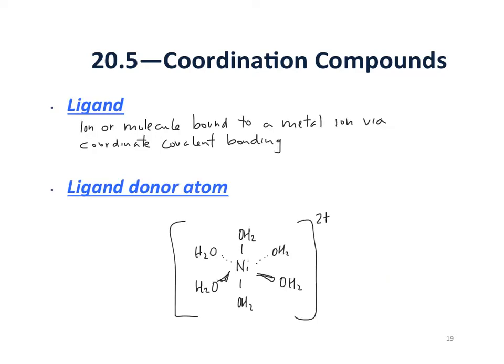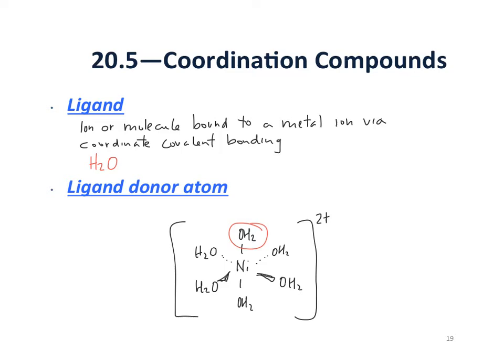Now we need to do some labeling within our coordination complex. The first thing we need to label is the ligand. Ligands are ions or molecules that are bound to metal ions via coordinate covalent bonding. Again, that means that one atom donated both of the electrons in the bond. So in this same example of the hexaaquanickel 2+ complex that we saw on the previous slide, water is our ligand. 6 of them, as a matter of fact, but we want to specify that each water molecule is acting as a ligand. Now that's a little bit different than the ligand donor atom.